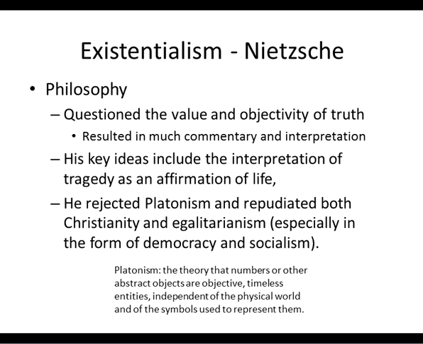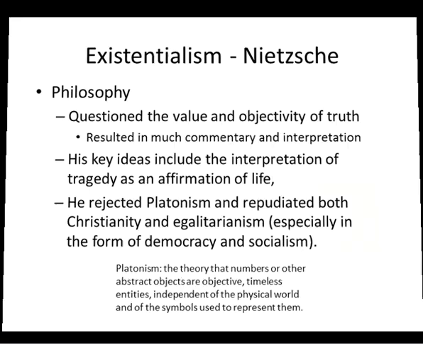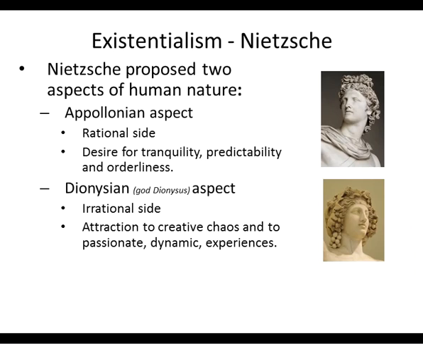So here, the notion is that we have an individual who is trying to understand the importance of life and existence in the world. He wanted to make sure that we understood that we cannot get rid of those parts of ourselves which are irrational, because it is part of us. So Nietzsche proposed two aspects of human nature. One, Apollonian, a rational side, a desire for tranquility, predictability, and orderliness. And then the Dionysian, where we have the irrational side, an attraction to creative chaos and to passion and dynamic experiences.